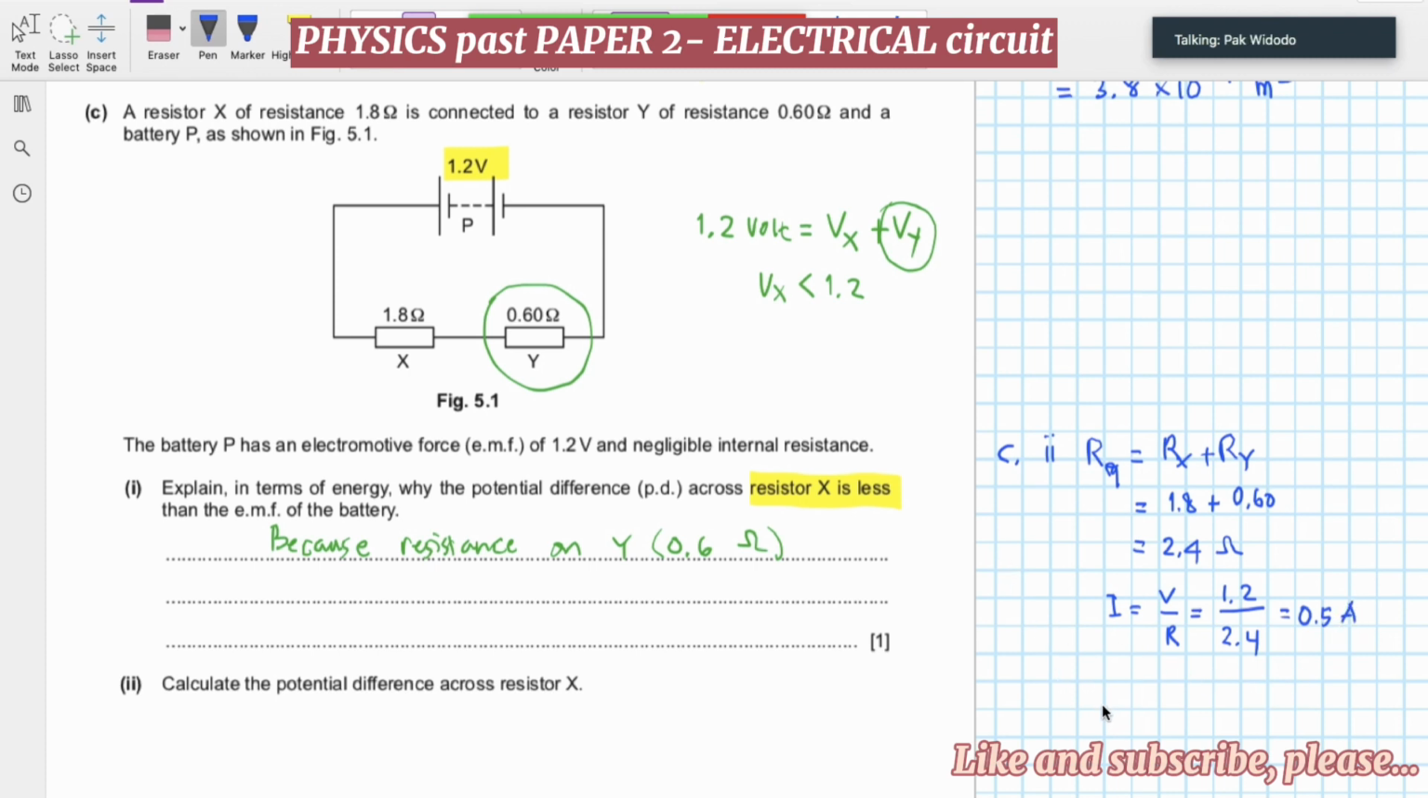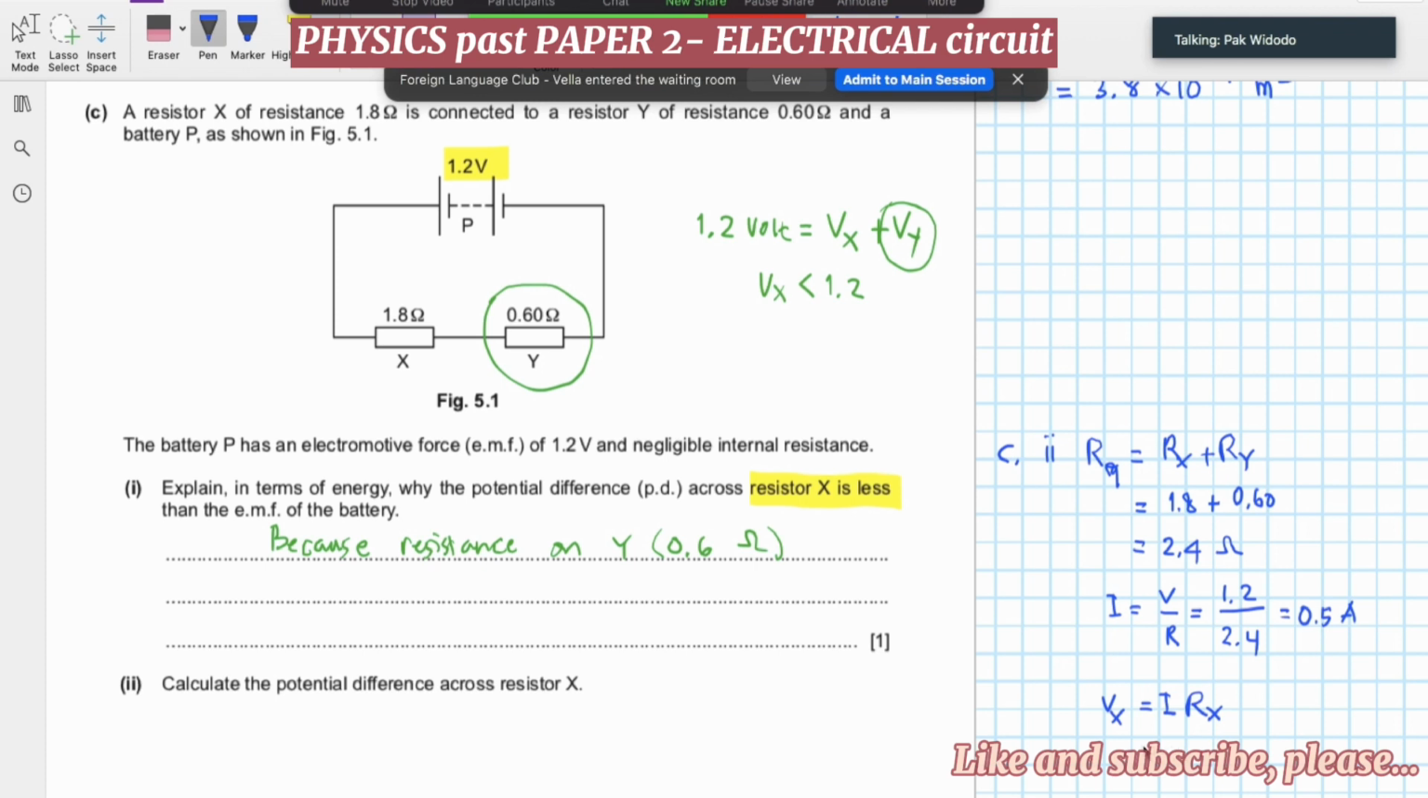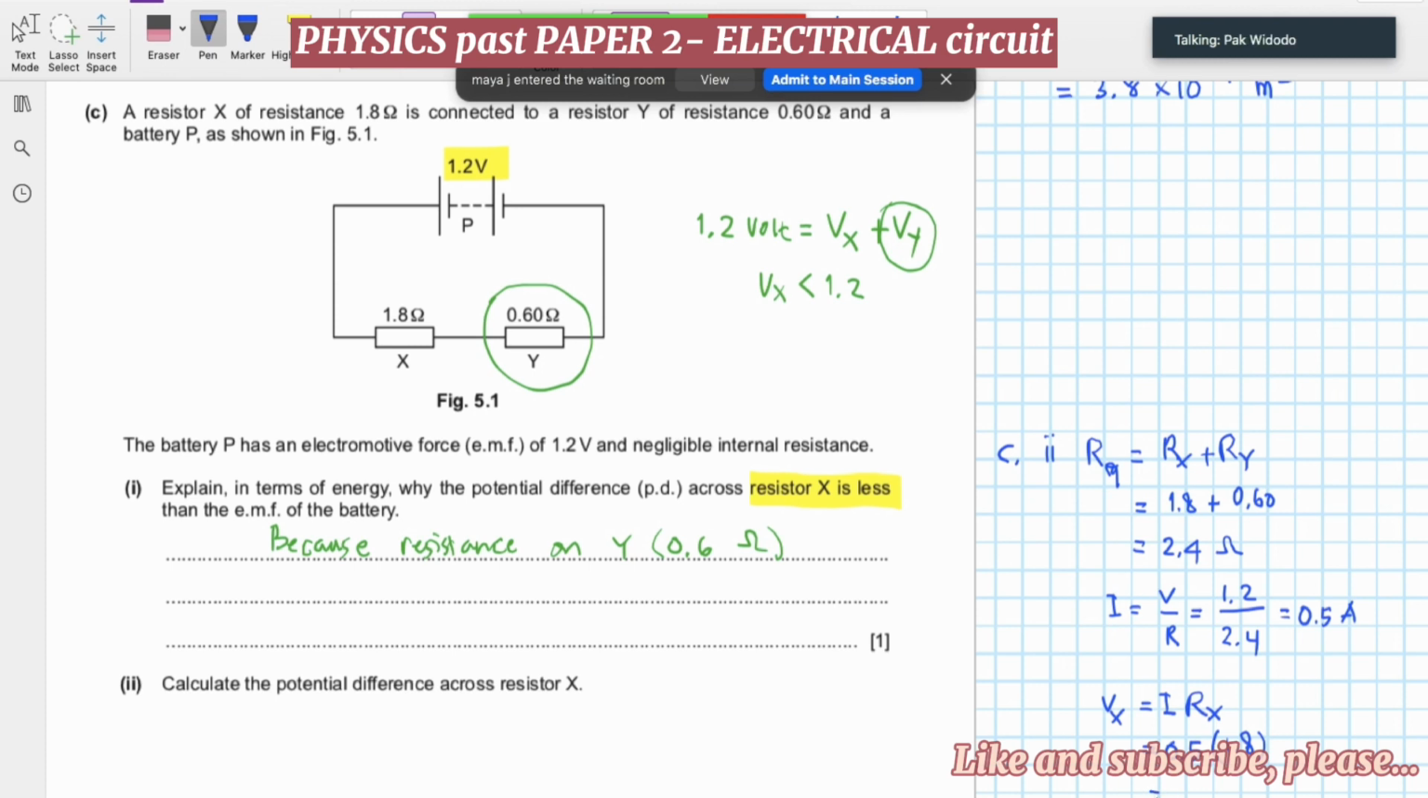Now from this, Vx is I times Rx. I is 0.5 and Rx is 1.8, so it equals 0.9 volt. That's it.